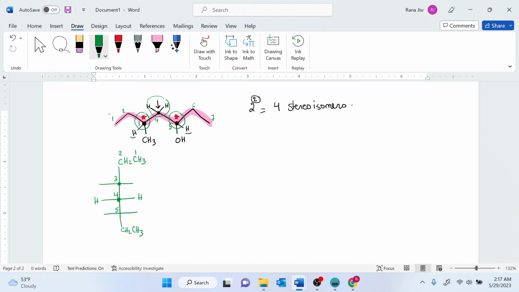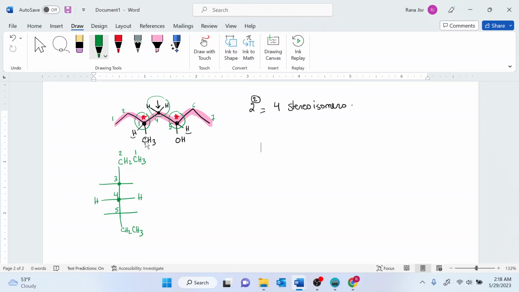Now let's go ahead and put the groups around carbons 3 and 5. For carbon number 3, I do have 2 groups around it other than the long carbon chain. Now the long carbon chain is already included, as we did before.